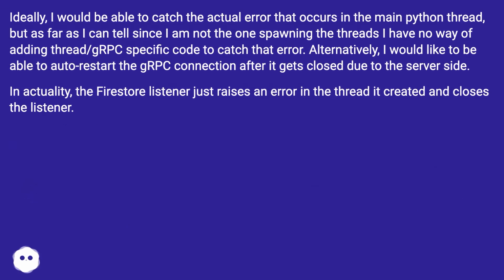Ideally, I would be able to catch the actual error that occurs in the main Python thread, but as far as I can tell, since I am not the one spawning the threads, I have no way of adding thread or gRPC specific code to catch that error. Alternatively, I would like to be able to auto-restart the gRPC connection after it gets closed due to the server side. In actuality, the Firestore listener just raises an error in the thread it created and closes the listener.